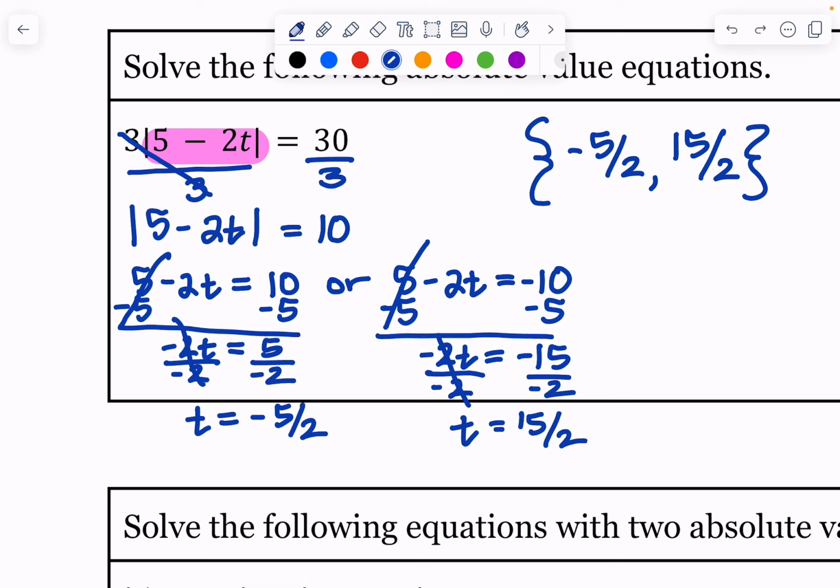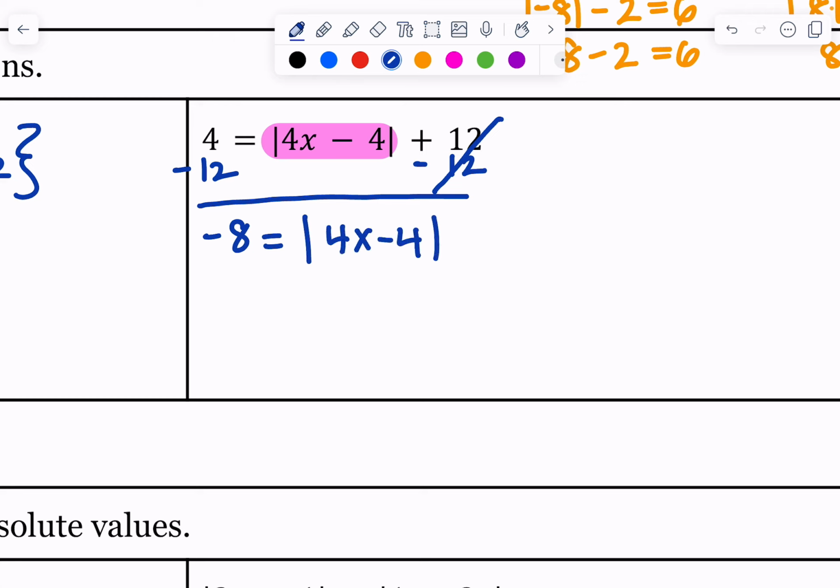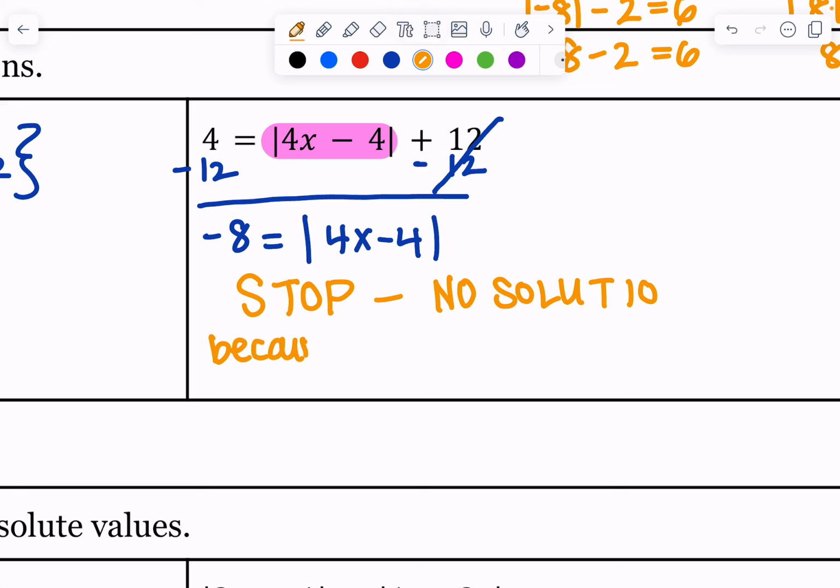Okay, next problem. We have 4 equals the absolute value of 4x minus 4, plus 12. So first, let's move that 12. When I do that, I have negative 8 is equal to the absolute value of 4x minus 4. Now we can stop here. And the reason why we can stop and say no solution is because you cannot have a negative distance. Let me write that down.